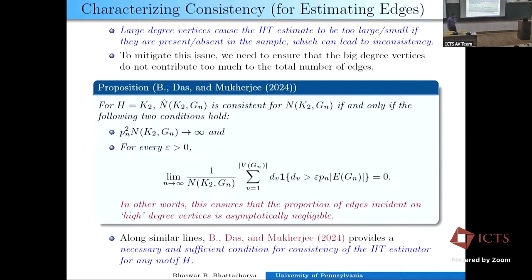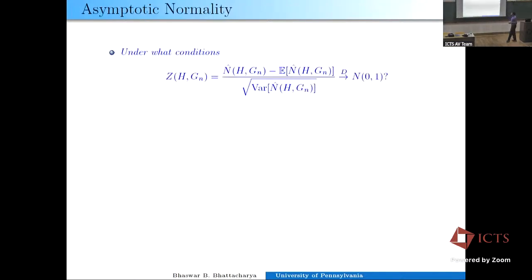So we understand, in a certain sense, what kind of graphs we need for this sampling scheme to work. But this is only consistency. Remember, I want some uncertainty quantification, so understanding the variance of the distribution.